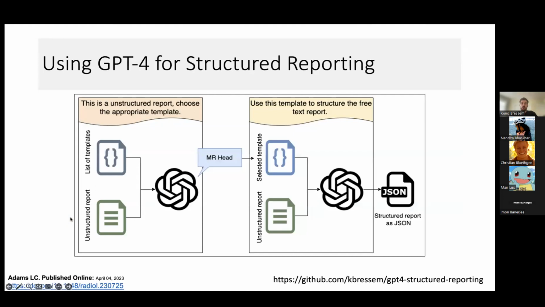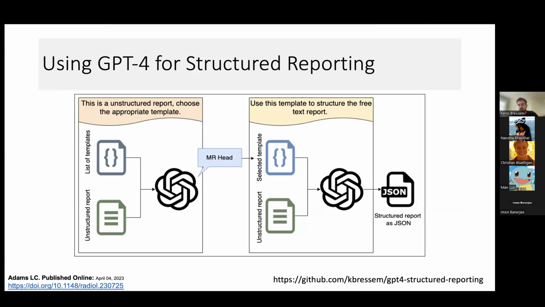So we tried this out with GPT-4 for structured reporting, and this was a bit of prompt engineering to get it right. So this is a 2-step approach with GPT. At first, we presented GPT with an unstructured report and several templates and asked it to choose the right template. So here, for example, it chooses MRI of the head, because it recognized this is an MRI of the head report.